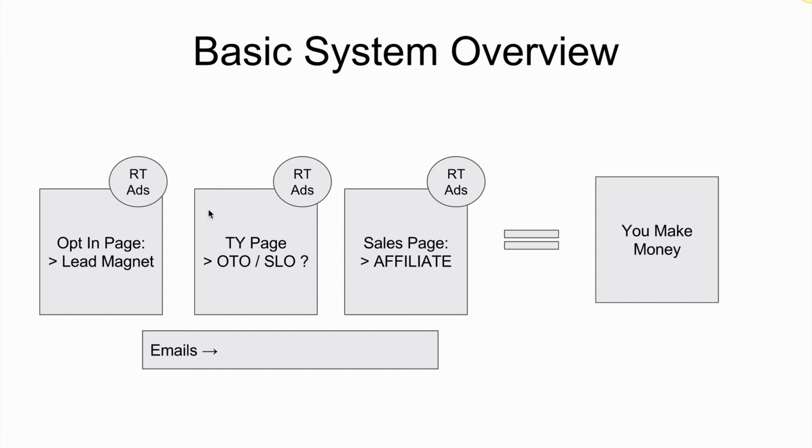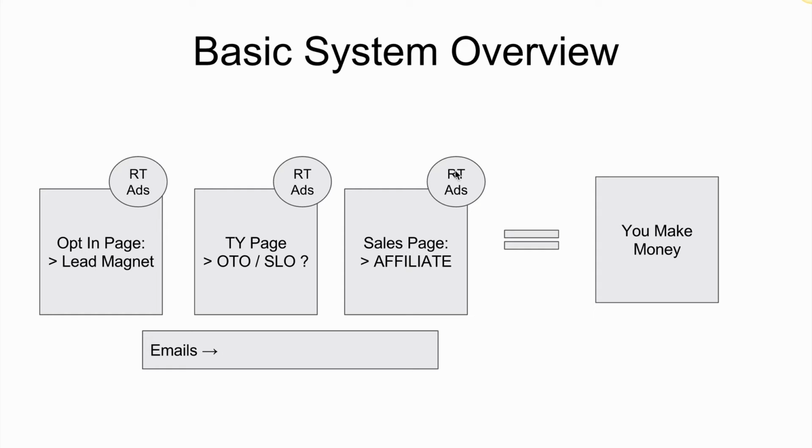And then you have some options. You could go right to a thank you page and do nothing else. Or you could make a one-time offer or a self-liquidating offer. This is really relevant if you have products. But sometimes the quickest path is to skip this page and go from opt-in right to the affiliate sales page product.